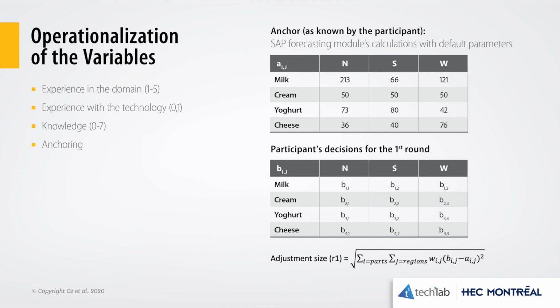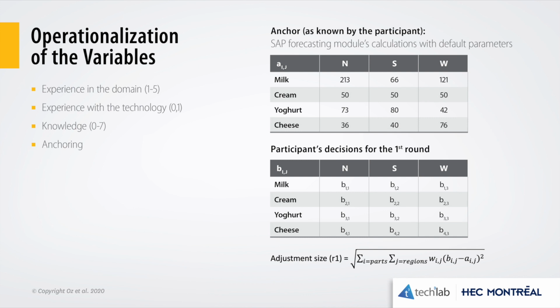And the measurements. We used two experience dimensions, each reflected by a one-item self-report. Experience in the domain measured the participant's level of experience with using any ERP software, and experience with the technology is whether the person played an ERP sim game before.